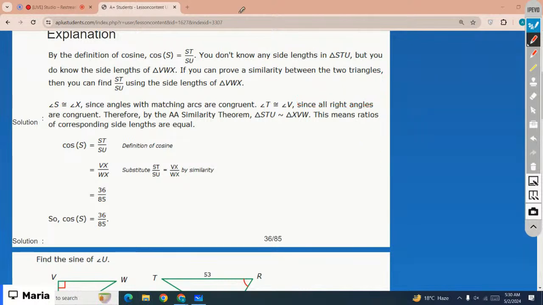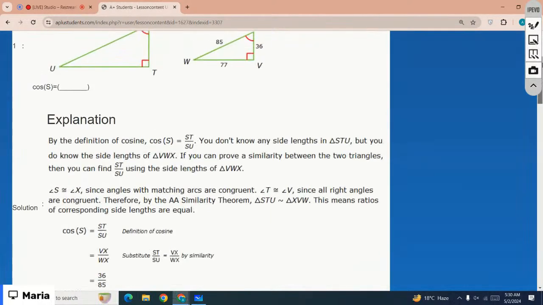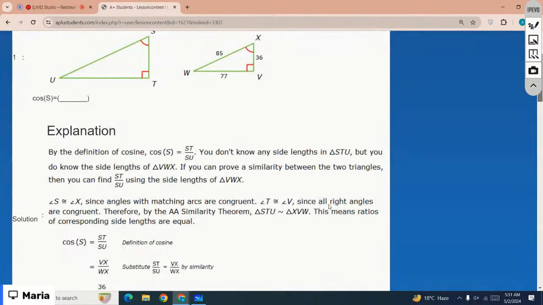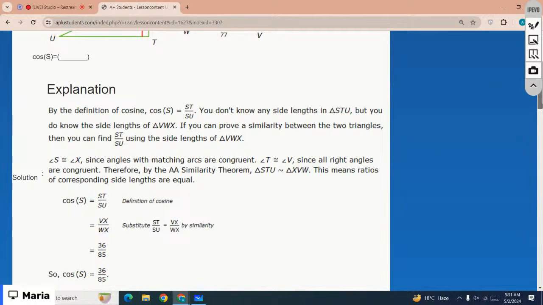Let me just read it. By the definition of cosine, cos S is ST over SU. You don't know any side length in triangle STU. But you do know the side lengths of triangle VWX. If you can prove a similarity between the two triangles, then you can find ST over SU using the side lengths of triangle VWX. So that's exactly the same thing. Angle S is congruent to angle X since angles with matching arcs are congruent, and angle T is congruent to angle V. So you can calculate the corresponding ratios. So that would be 36 over 85, right?